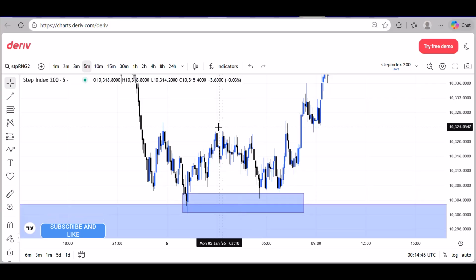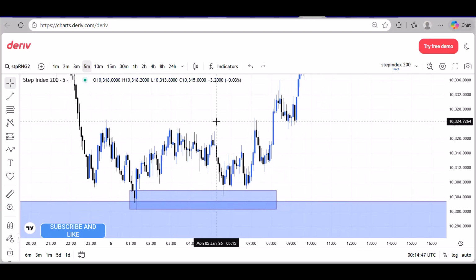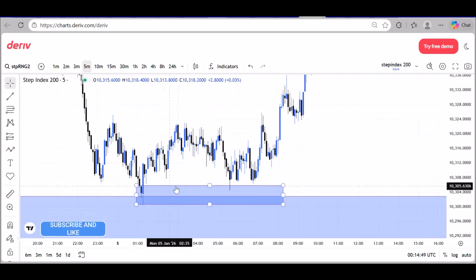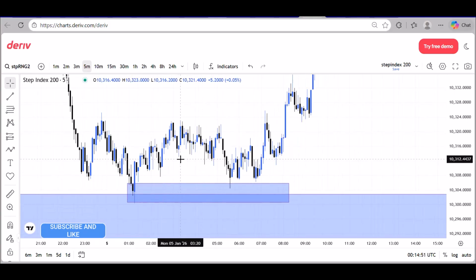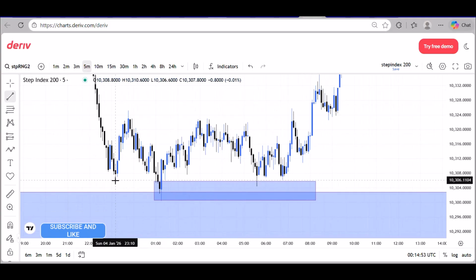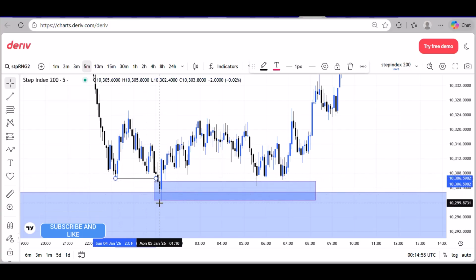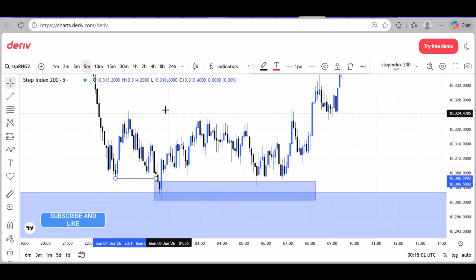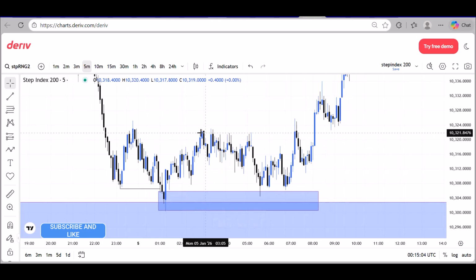Now coming down to the 5 minute time frame, what did we see here? This was clear and perfect. This was perfect. So what did we see? Of course, price took out this previous low, it tapped into our zone. After this, price tapped into our zone and we waited for a break of structure.